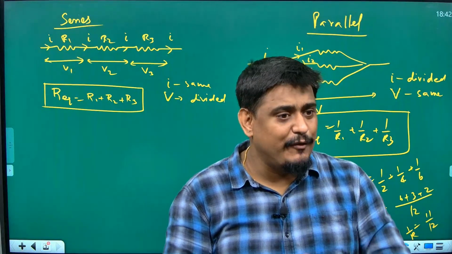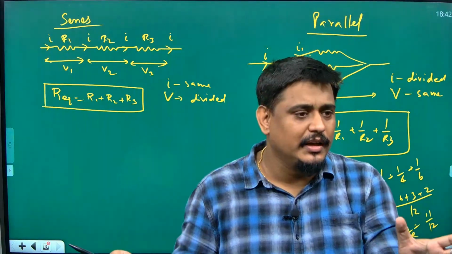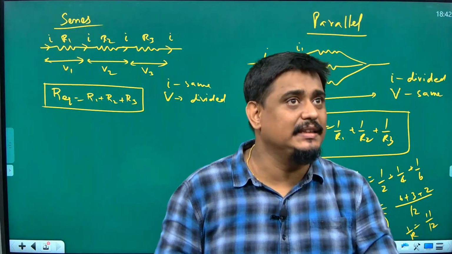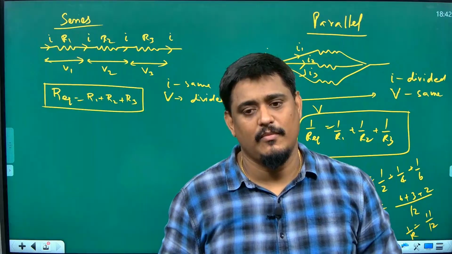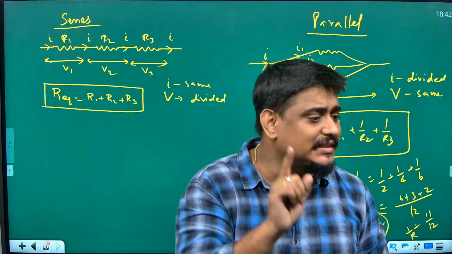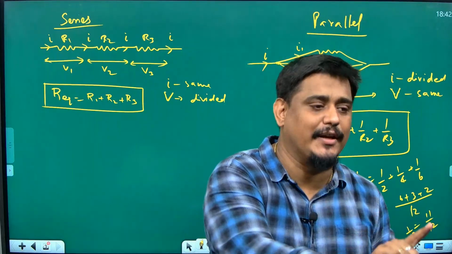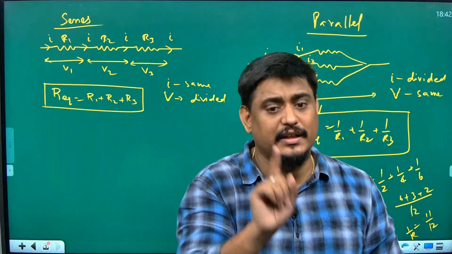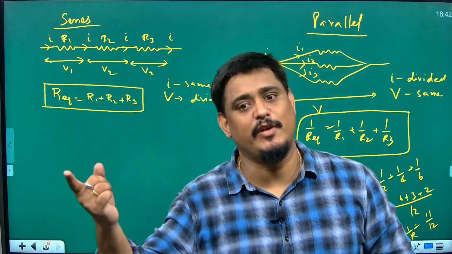And if I am having 1 ohm, 5 ohm, 10 ohm, 15 ohm and 20 ohm connected in parallel, then their answer will be lesser than 1. So whenever resistors are connected in parallel, the final answer is less than the least value. Whenever resistors are connected in series, the final value is more than the maximum value.